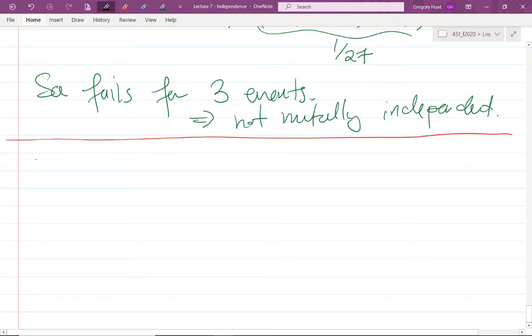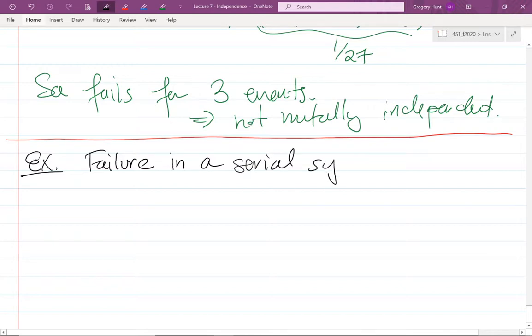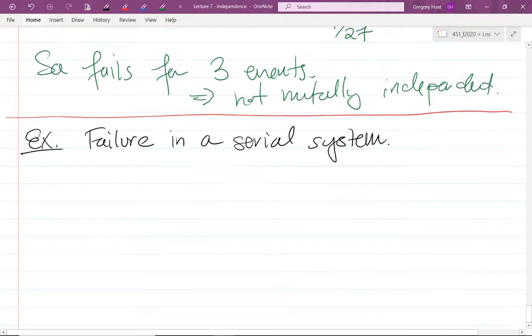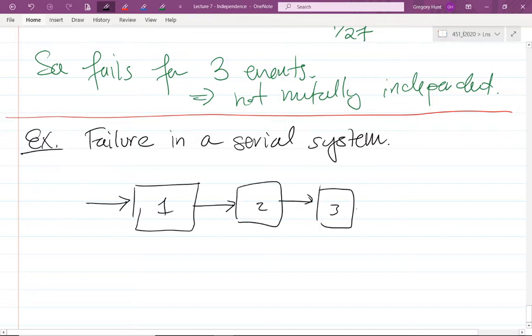Okay, let's look at an example of where mutual independence can be helpful. So let's say failure. This example is an example of failure in a serial system or serial circuit, you can think of it. So here's our system. It has a series of components. So it's serial. Component 1, which then feeds into component 2, which feeds into component 3, which feeds into component n. So we have n components. These are my n components.